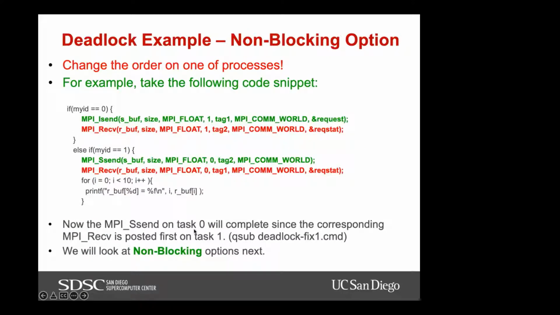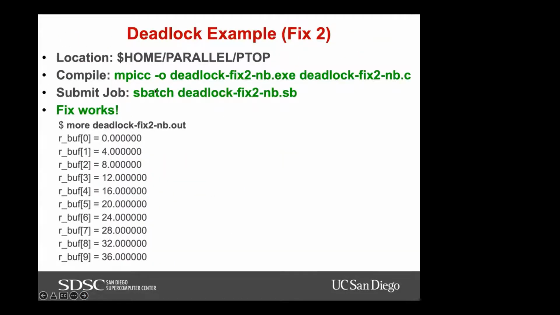Going back to our deadlock example, you don't have to change both. You can just change one of them to non-blocking, and then you have the receive and synchronous send. That's fine, because this is non-blocking. This will return immediately and go to the next line, and that should fix your deadlocking issue. So we just looked at different ways of getting around that issue. And again, compiling and running is similar to what we did before.